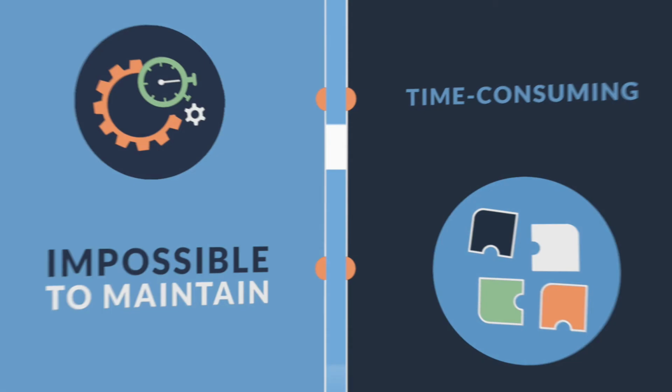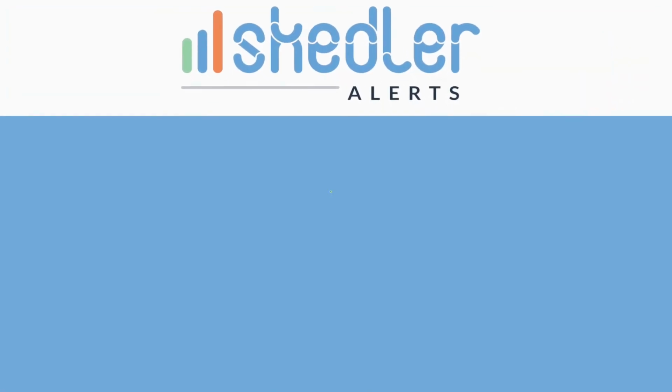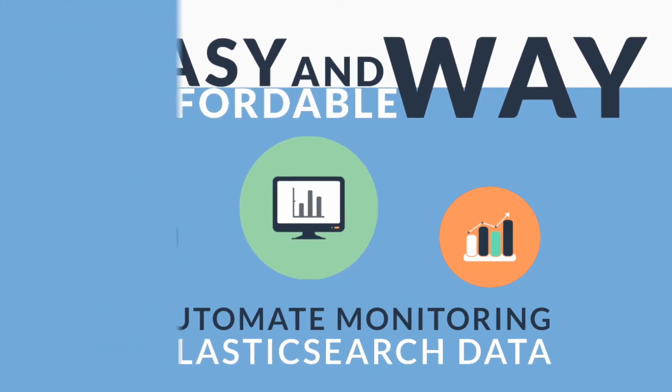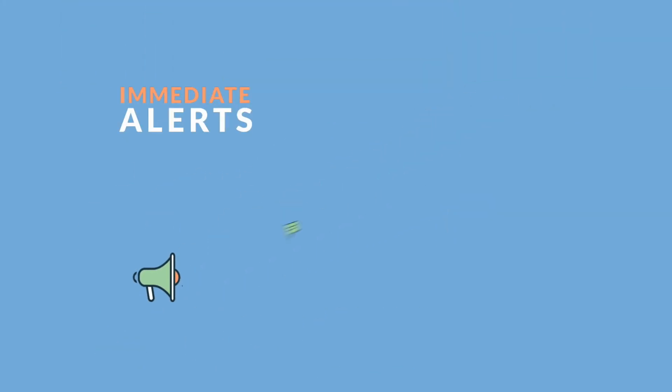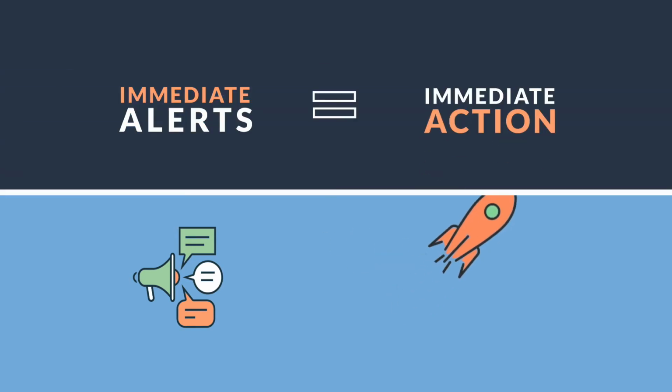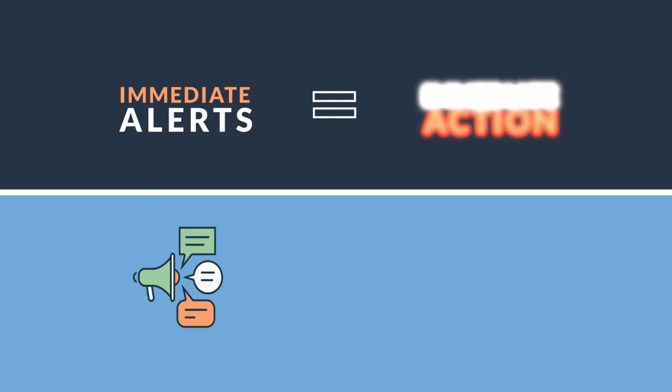Enter Skedler Alerts. Skedler Alerts offers an easy and affordable way to automate monitoring of Elasticsearch data. Users and applications are notified immediately when an anomaly arises and are able to take action immediately, even when they're not in front of their dashboards.